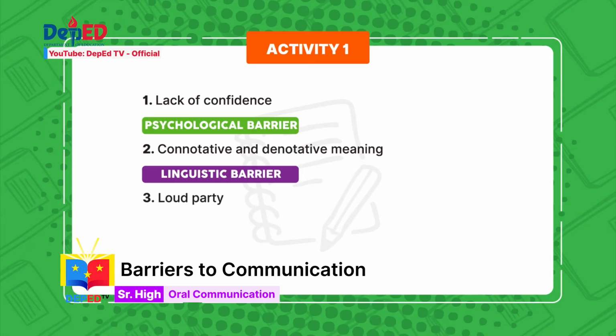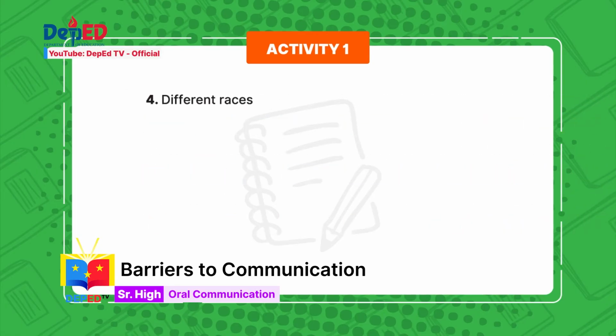Number 3. Loud party. This is a physical barrier. This is an environmental condition that produces noise which may disrupt the successful flow of communication process. Number 4. Different races. This is a cultural barrier. Different races have different beliefs and traditions, which may cause misunderstanding among communicators, thus leading to a communication breakdown.